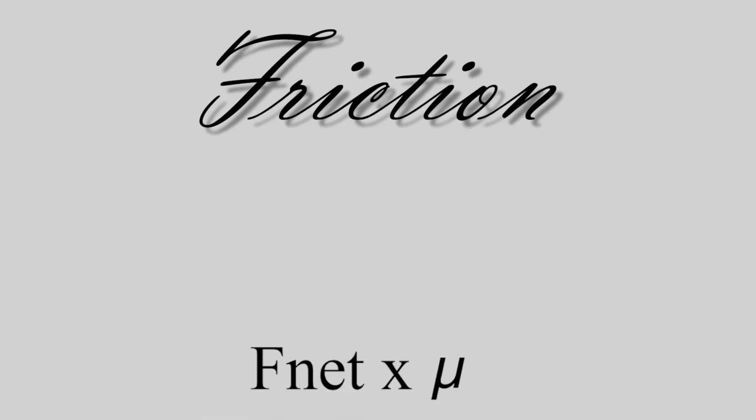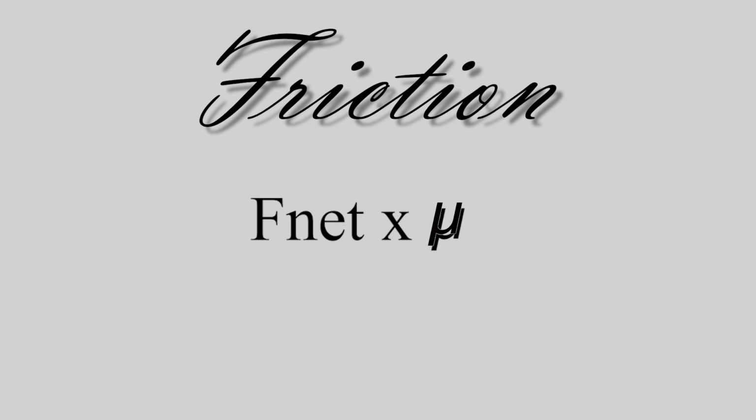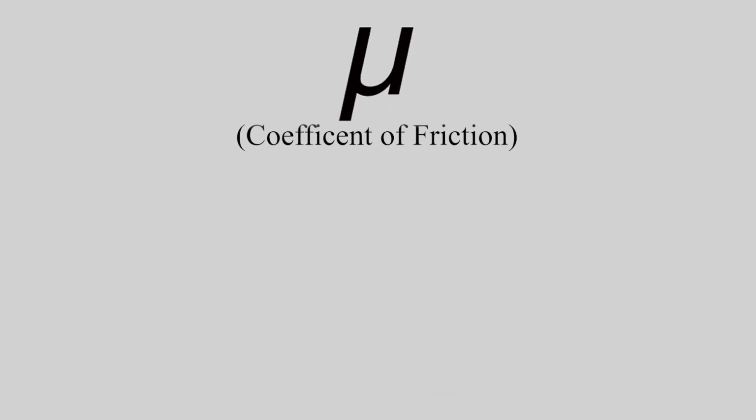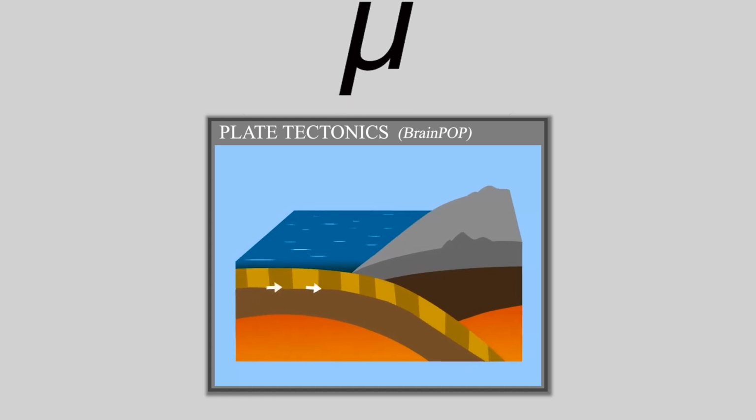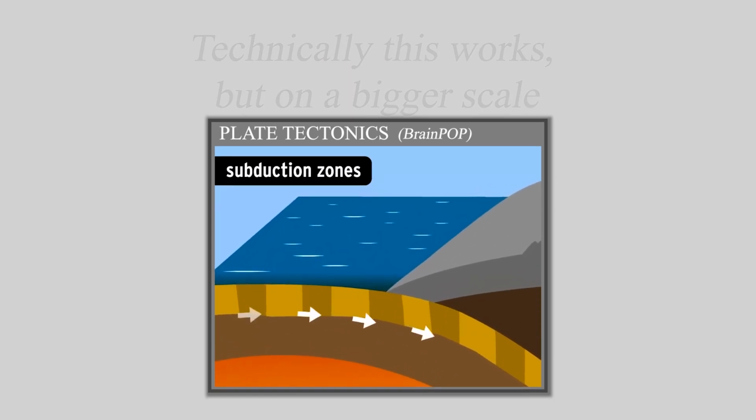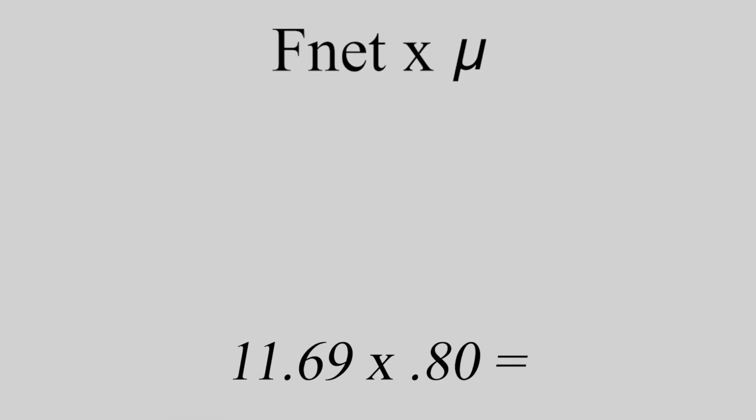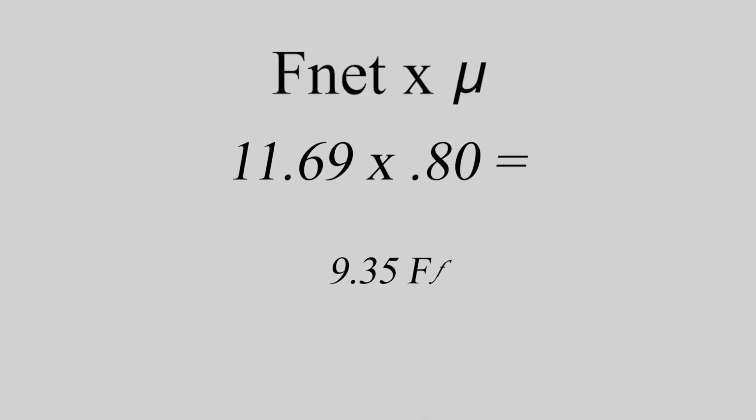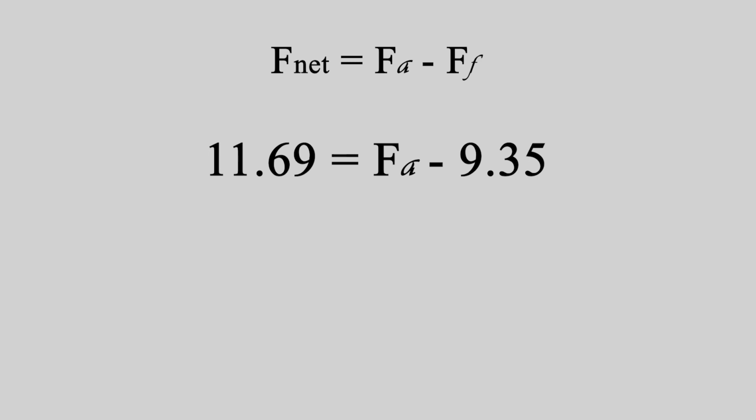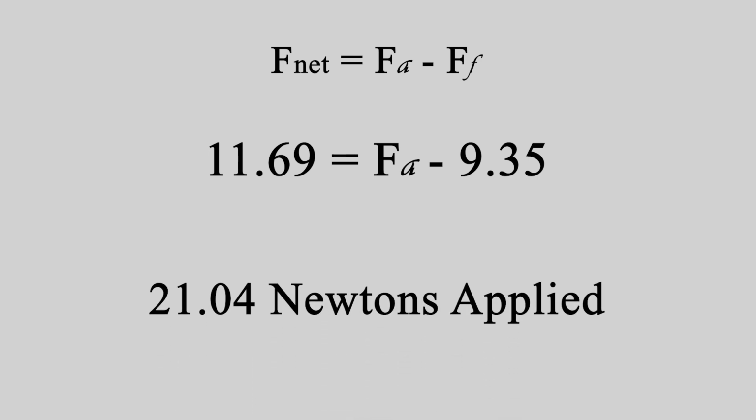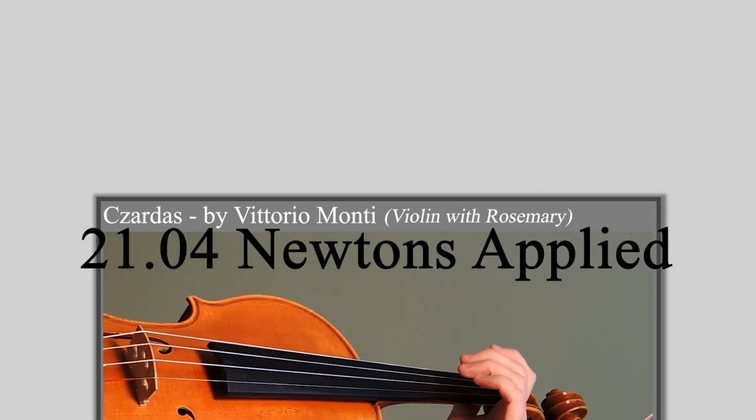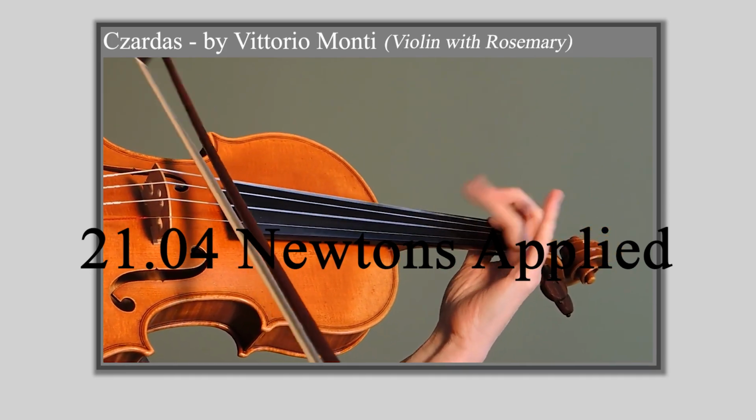Next is finding the friction, which is simple enough: F net times the coefficient of friction. The coefficient of friction describes two surfaces grinding against each other. This can be any two surfaces and it can vary. For my example of the violin and bow, the coefficient will be 0.8. So 11.69 times 0.8, we get 9.35 newtons of friction. Now for the force applied, we simply plug in this formula, making 9.35 negative, to find the force applied, which is 21.04. For the average violinist, we could say that they play at a force of 21.04 newtons.